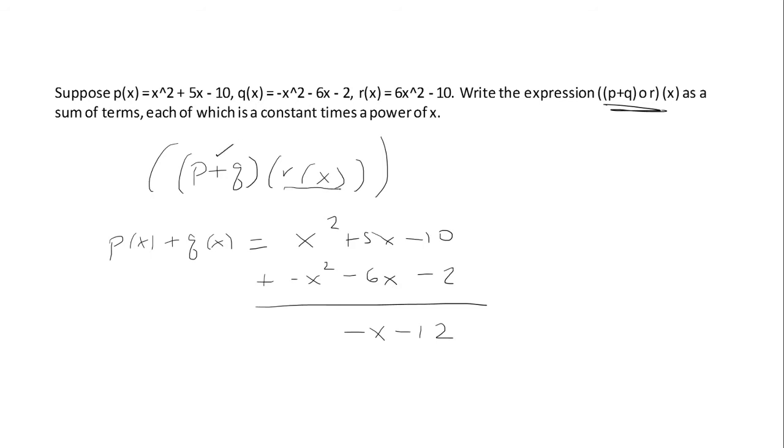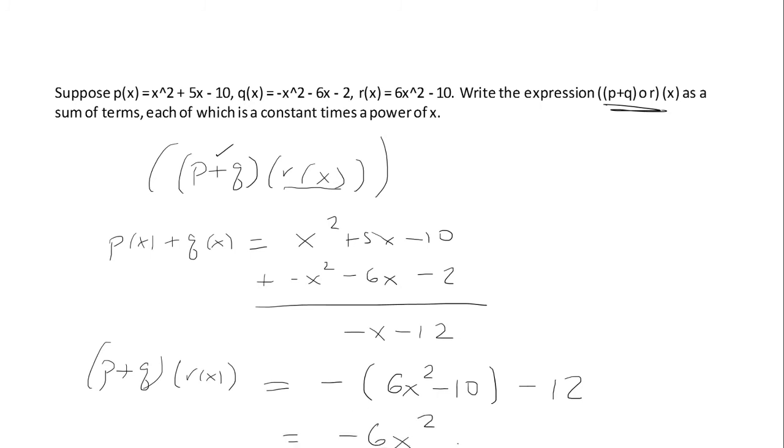But then we have to put r of x inside p plus q. So this is how it's going to work. So for every x, we're going to replace it with r of x, which is 6x squared minus 10. Okay, and then this is minus 12. So simplifying it, we get -6x squared minus 2.